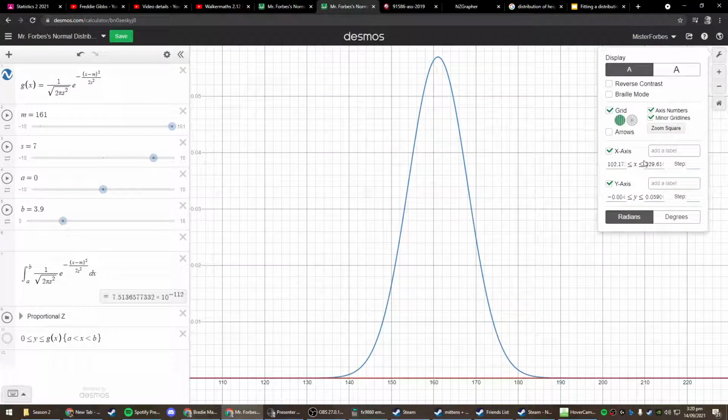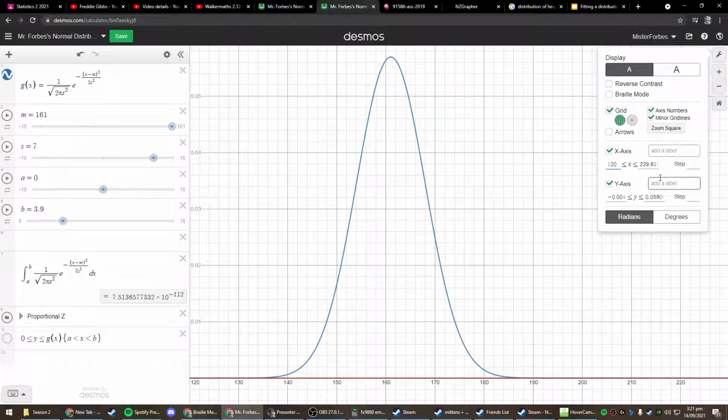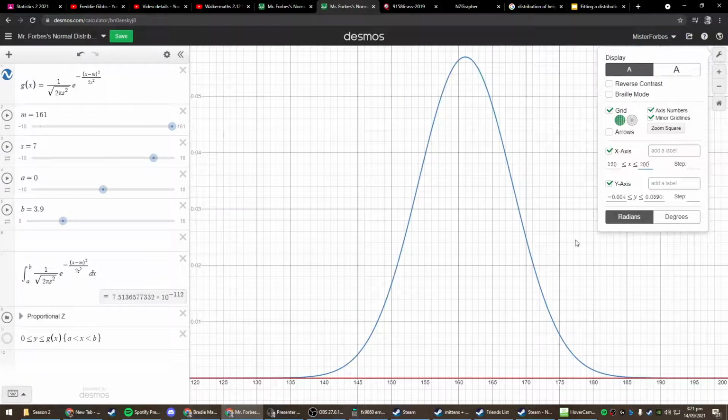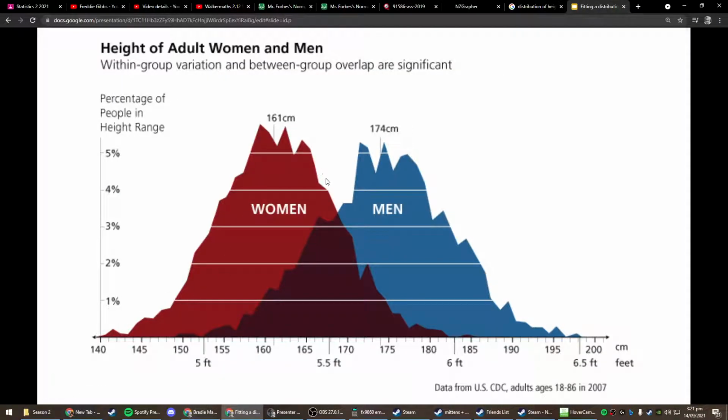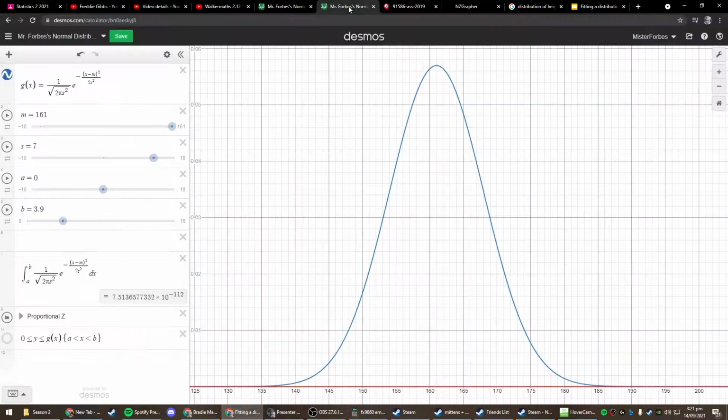Okay, let's have a look at this model. I'm going to make it look a little bit prettier first of all. Let's go down to maybe 120 and we'll go up to maybe 200, just so we can get it looking pretty nice. So this here is a model, whereas before this is the actual data from the sample of women they took. We can then make a model.